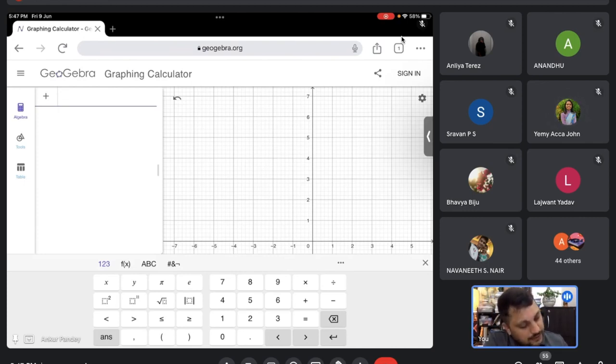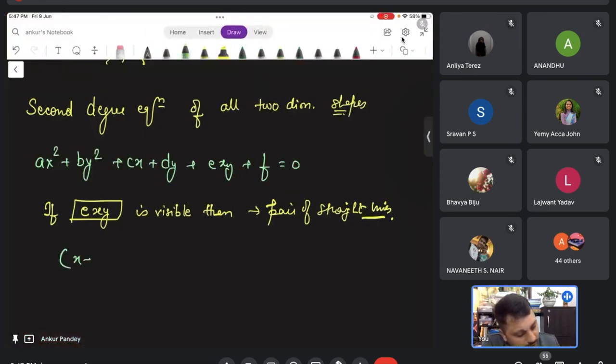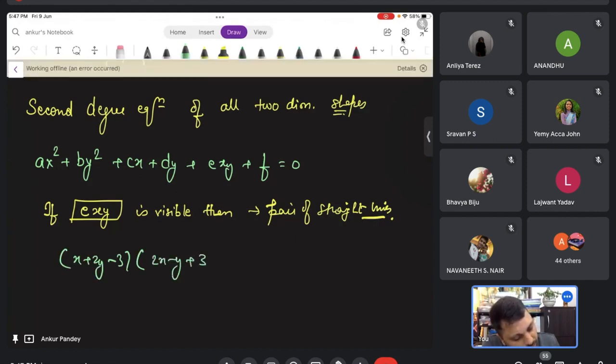So as I say, write in your rough notebook: x plus 2y minus 3 into 2x minus y plus 3 equal to 0. Tell me what is this? It will look like 2x square. Quickly, please, please, please.